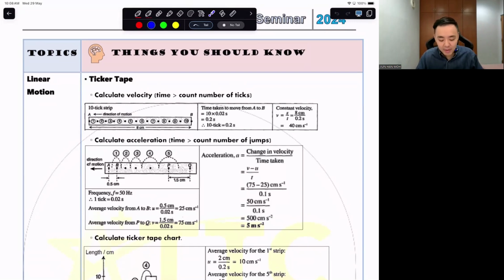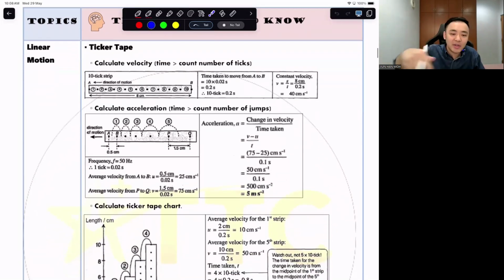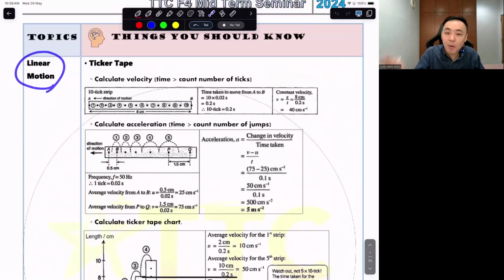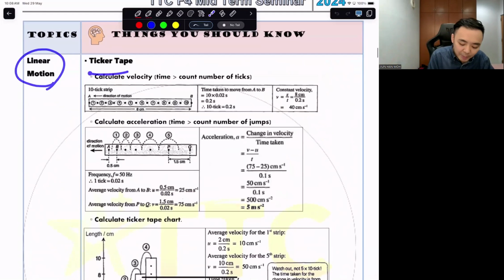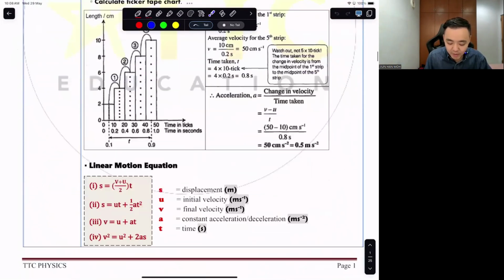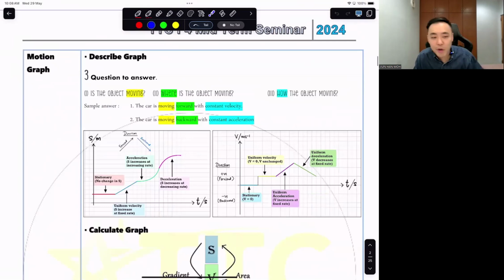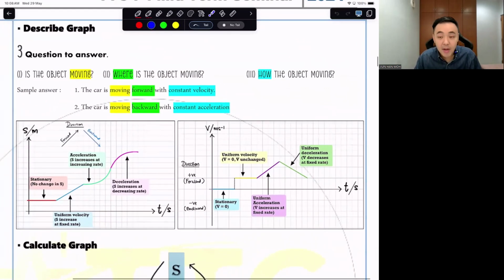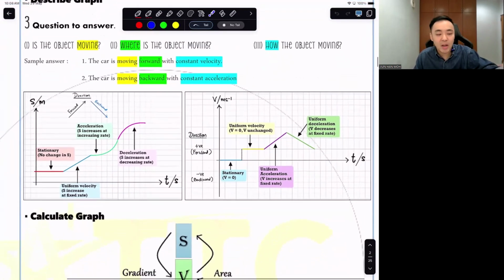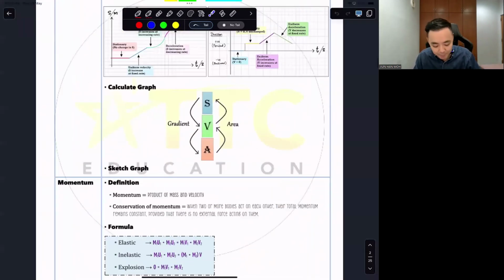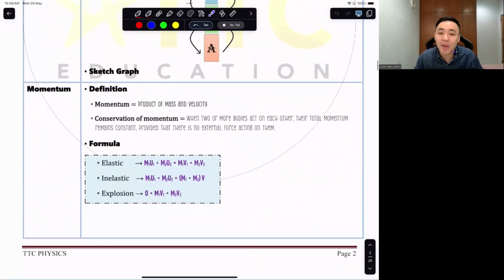So what you have here, number one, in front here is all the short notes and everything. For example, the topic linear motions. What are you supposed to do with your ticker tape? And then after that, you also have the linear motions equations. Then after that, of course, motion graph. Motion graph, I make details here so that it's easier to see. How do you describe graphs? And what's the difference between displacement and velocity graph? To calculate them is one thing, and then next, of course, we have the momentum and everything.